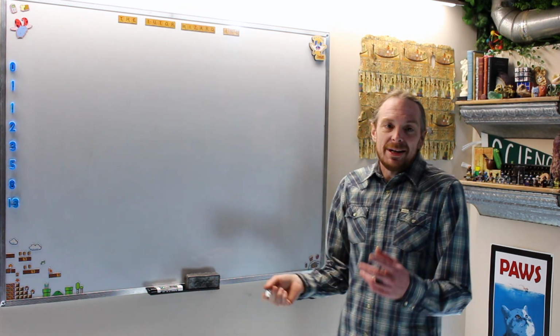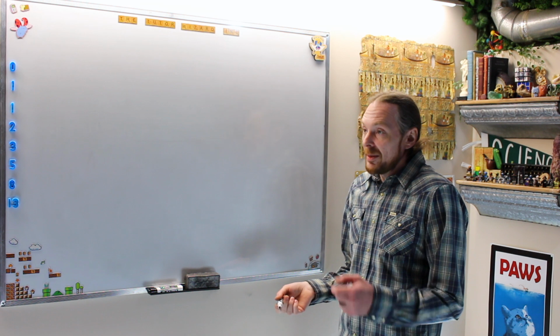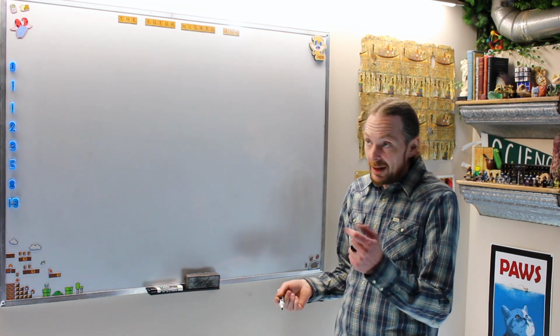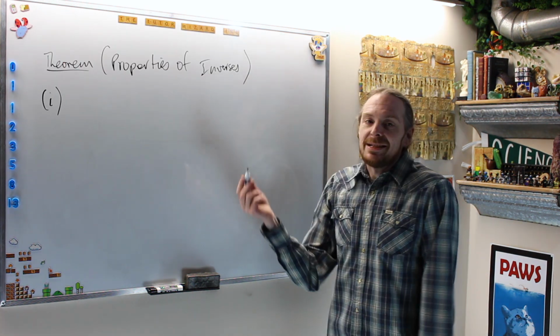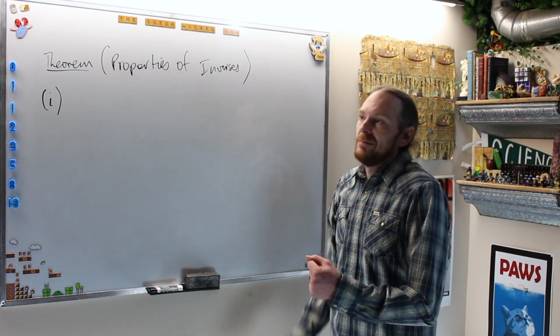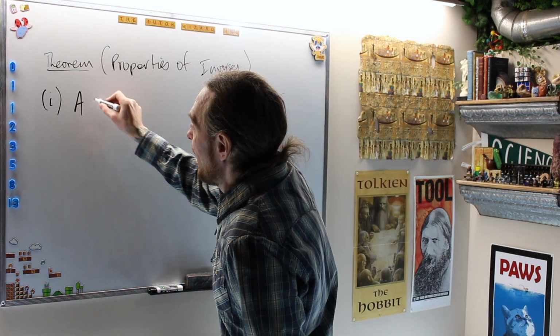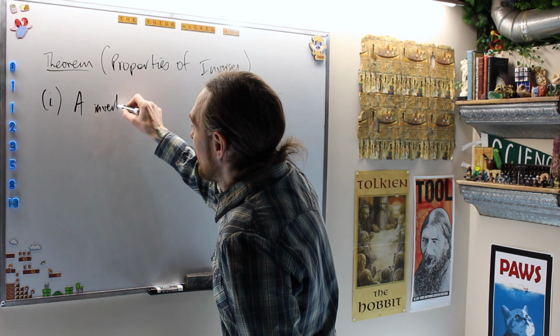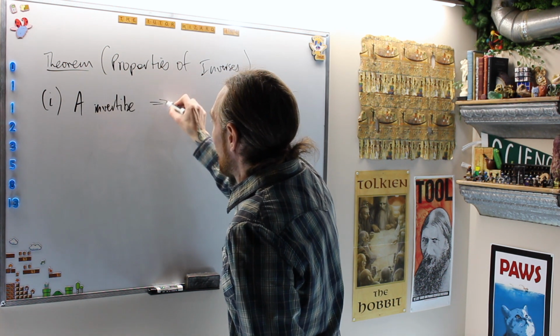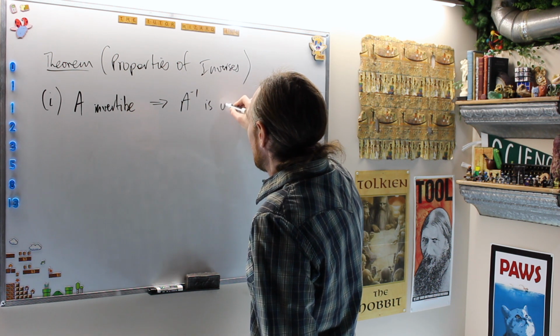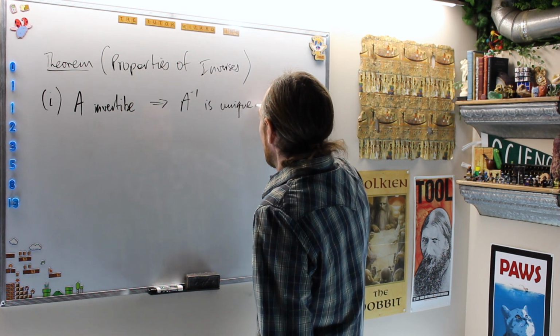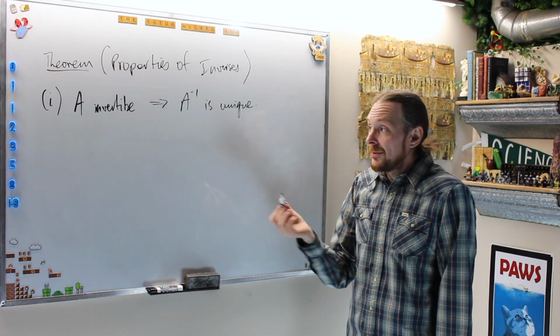Let's look at the properties of inverses before we compute a couple more inverses, but I forgot to squeeze these in last time. The theorem says: let A and B be invertible. Then 1, A invertible implies A inverse is unique. You can't have two different inverses for a matrix.